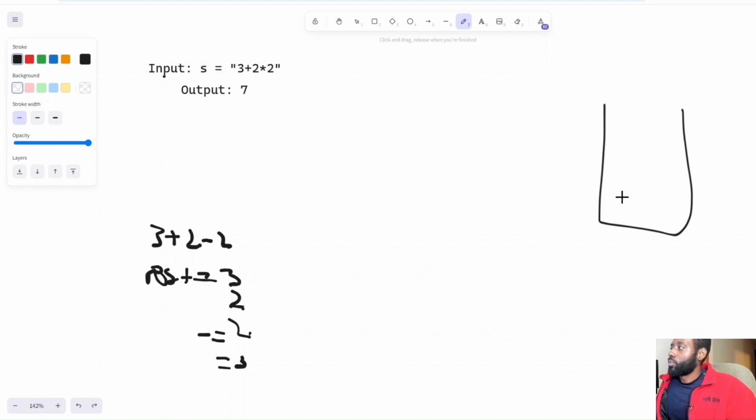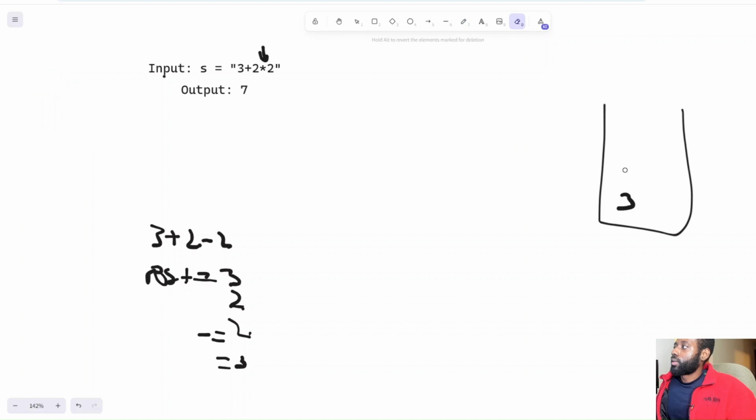For this example, 3 goes into the stack because that's the first one, and then we add 2 to the stack because that's a plus. Then we see this multiplication sign, so we process it right away. This 2 is going to be 2 times the last number at the top of the stack, which it has access to. So it can just do 2 times 2, pop it off the stack, and change it to a 4.